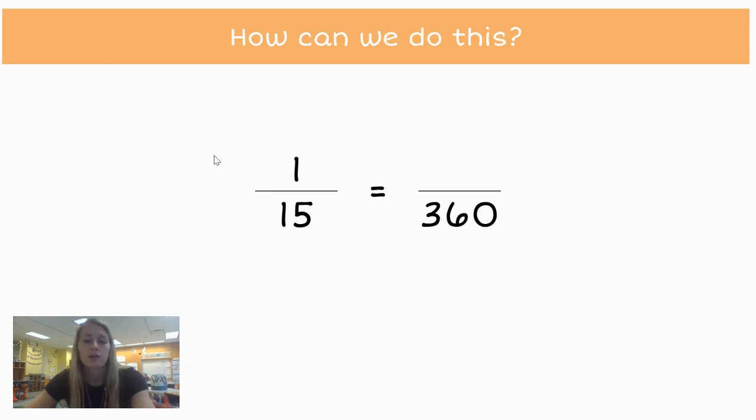Now what can we do if we're given a fractional part that isn't in 360? Well, what we need to do is use our previous knowledge of equivalent fractions to multiply to equal out of 360. So we have to think of how many times do we need to multiply 15 to get 360. In this case, if we multiplied 15 by 24, we'd get 360. So what we do to the denominator, we must do to the numerator as well. So 1 times 24 would equal 24. So this tells me 1 out of 15 is equal to 24 out of 360.